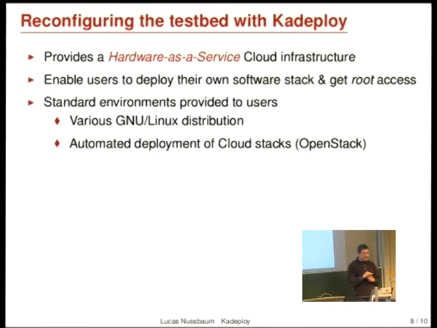So what we do with Kadeploy in G5000 is provide, just to use a cloud buzzword, a hardware as a service cloud. We give the user the ability to reserve nodes and reinstall them with their own software stack. So they can get root access, but not in a virtual machine like you would get in a typical cloud infrastructure, but on the bare metal. We provide standard environments to users using various Linux distributions, and tools to automate the deployment of cloud stacks. For example, it's easy to install your own OpenStack instance inside G5000.